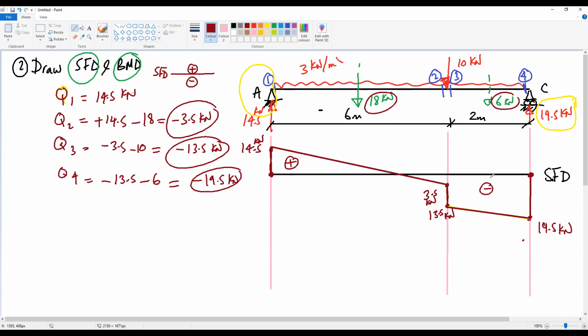The next step is the moment diagram. So we finished the shear force diagram. Then we go to the bending moment diagram. So we need to draw a datum for the bending moment diagram. This is our datum. And we will draw the bending moment diagram on this datum.